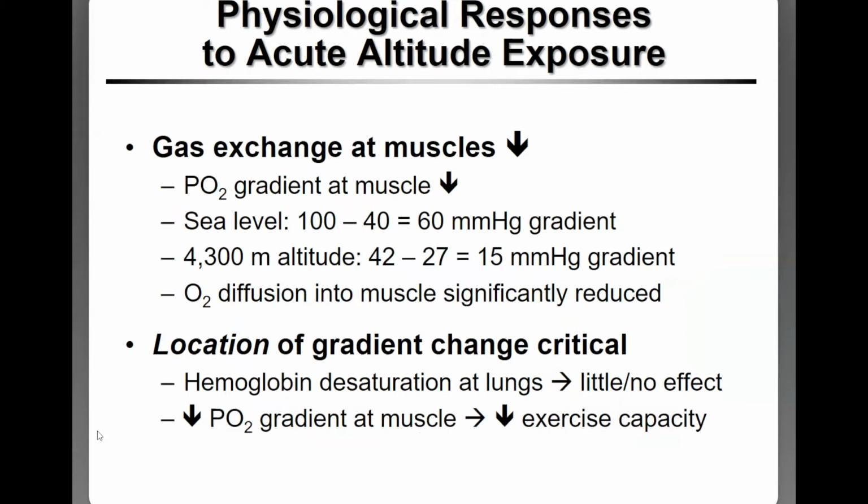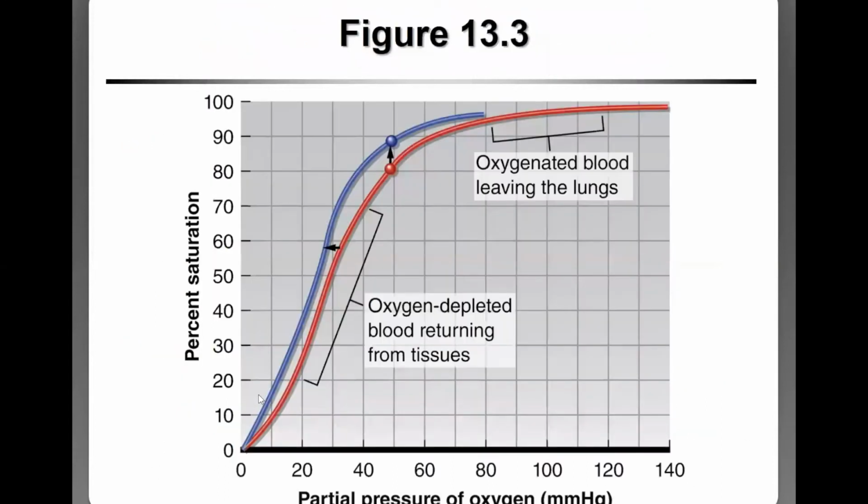So the fact that this gradient is smaller at the tissue is critical because this has a direct impact on our exercise capacity, where less oxygen is going to be delivered to our mitochondria. So this is another figure of the hemoglobin dissociation curve, just illustrating the leftward shift of the curve, where more oxygen will be picked up by hemoglobin, but less oxygen will be delivered to the myoglobin at the tissue level.